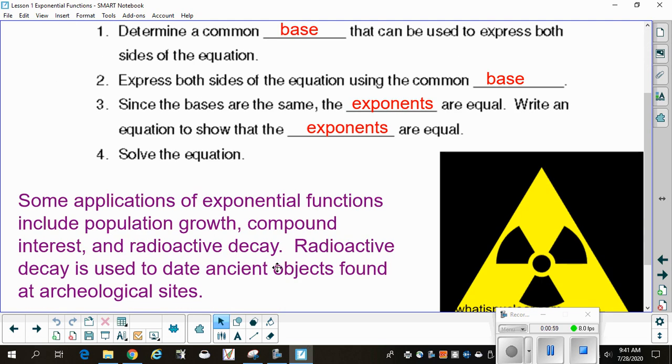Now, some applications of exponential functions include population growth, compound interest, and radioactive decay. Radioactive decay is used to date ancient objects found at archaeological sites.